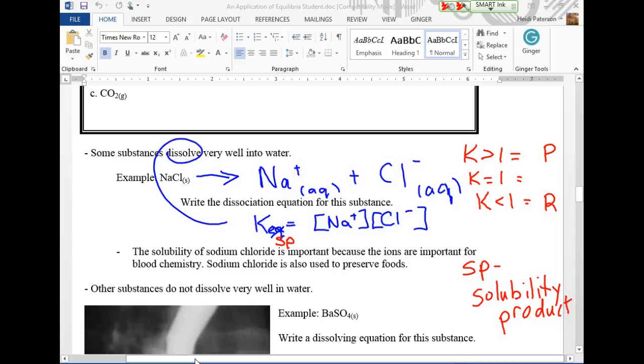Other substances do not dissolve well into water at all. An example of this is barium sulfate. I'm going to clear the ink on the screen. While I do that, what I would like you to do is write the dissolving equation, that's this right here, for barium sulfate.